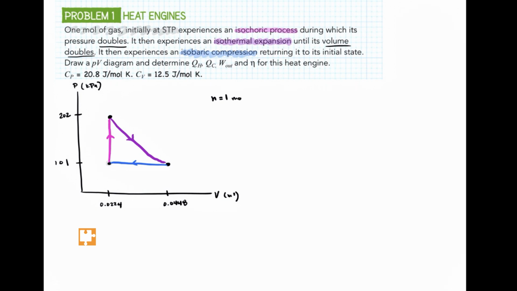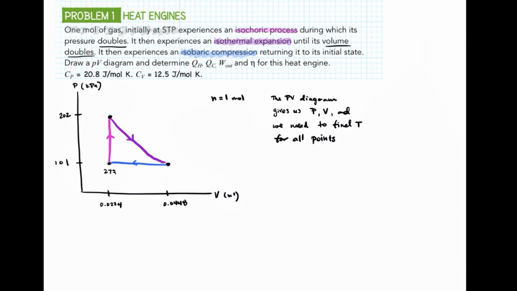So we know we have our n of 1 mole, so we're not going to have to calculate it this time. And we drew our PV diagram. It looks pretty good. Make sure you've labeled your units and all of that stuff. And then we're going to start to determine our heat and work. So the PV diagram gives us P1, V1, P2, V2, and P3, V3, but we still need to find temperature in order to find the heat. And then we're also going to need to integrate in order to find the work. Okay, so we're going to find temperature for all points in order to calculate our heat for later on.